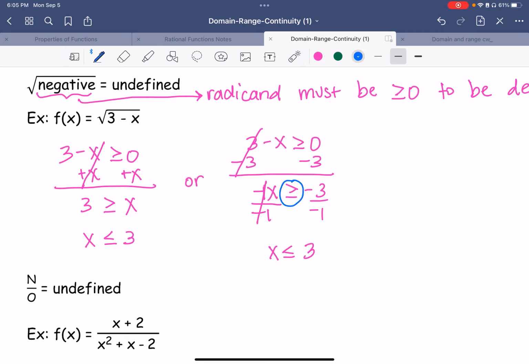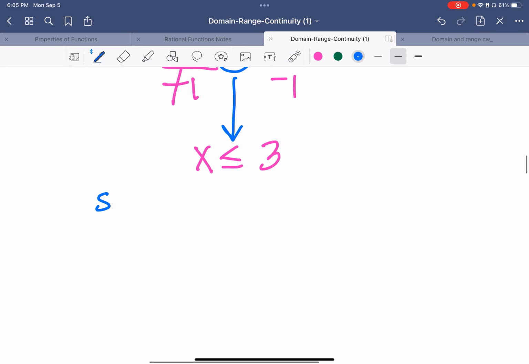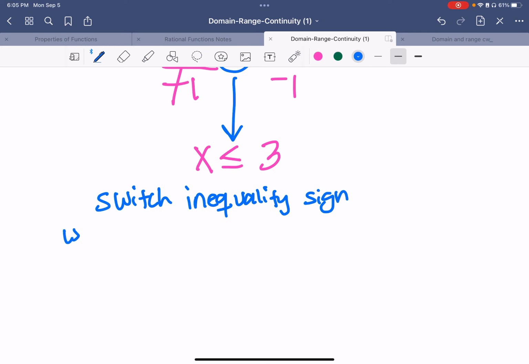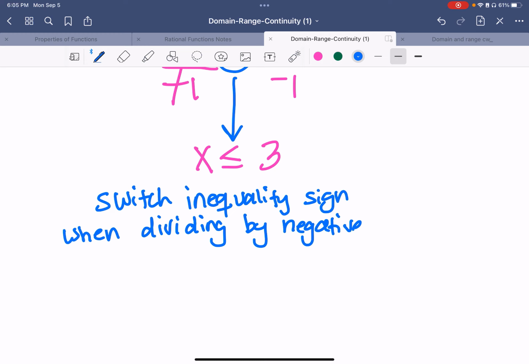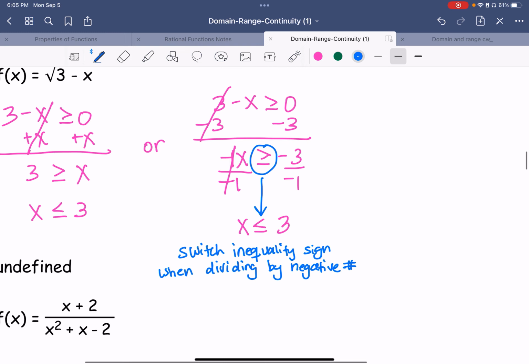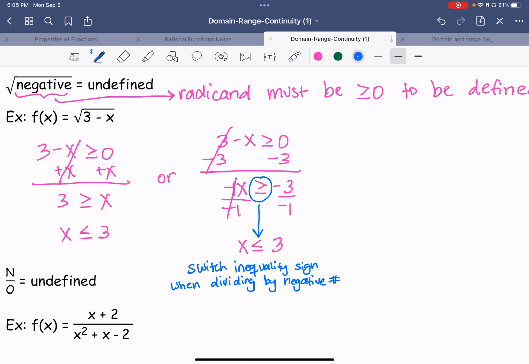So I'll make a note of this so you don't forget it. It's a common mistake that kids forget. Switch the inequality sign when dividing by a negative number.